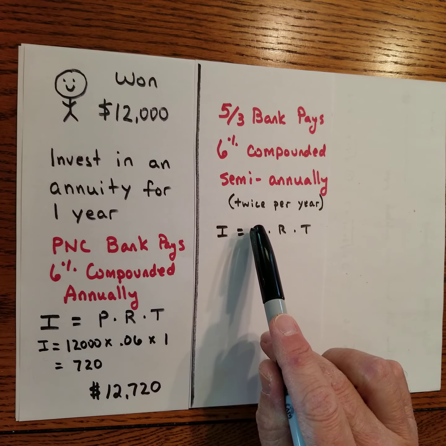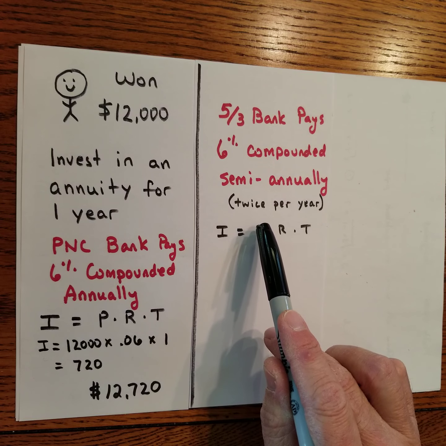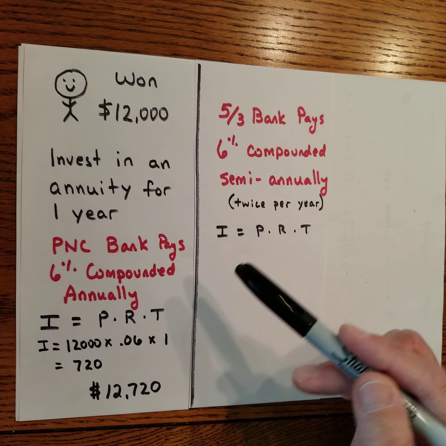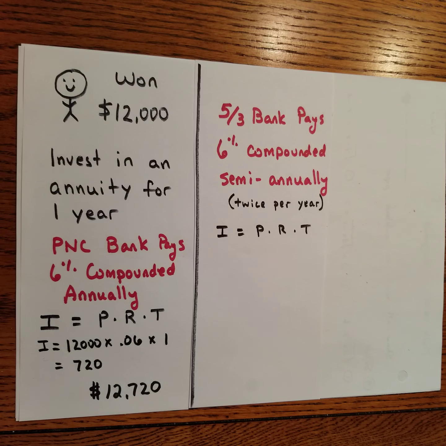You put your money in today, half a year from now, 6 months from now, they put on half a year's worth of interest. And then during the second half of the year, you're earning money on the money that you put in, plus on the interest that you earned in the first half of the year. Sounds like that could be a good deal. Let's see what that would look like.